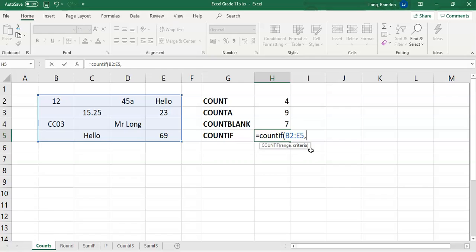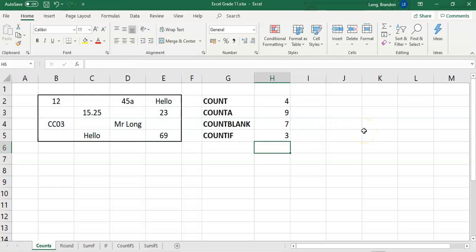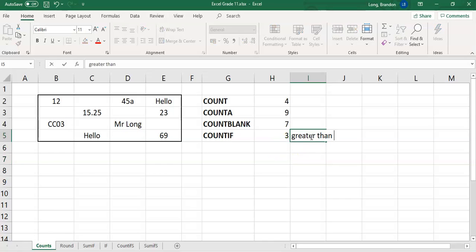So for example, if we want to find how many cells in that blue block are greater than 15, we can't say greater than 15 like that. You've got to put it in double quotes. So greater than 15. We're looking in the blue block for all the cells that are greater than 15. If I press enter, it'll say there are 3 cells. That's not greater than 15. That is greater than 15. That one and that one. So there are 3 of them that are greater than 15.